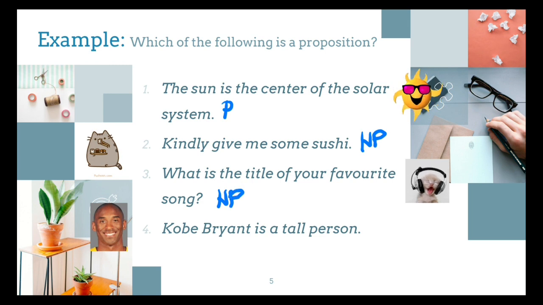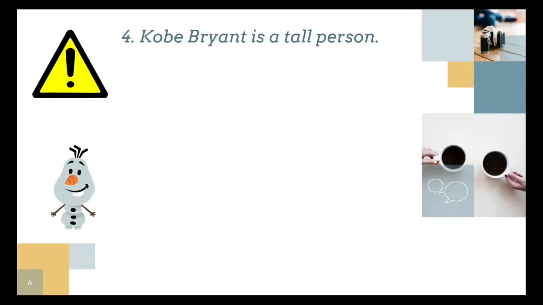Kobe Bryant is a tall person. It is a declarative, but there is a question if it's true or false, so this is not a proposition. Let's go back with the fourth. Kobe Bryant is a tall person. Why is this statement not a proposition?